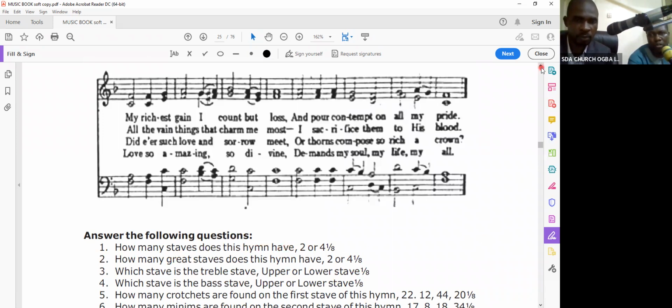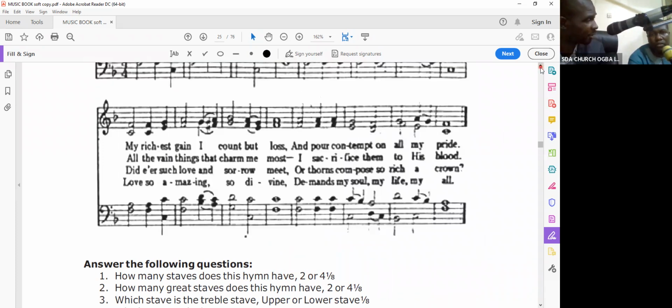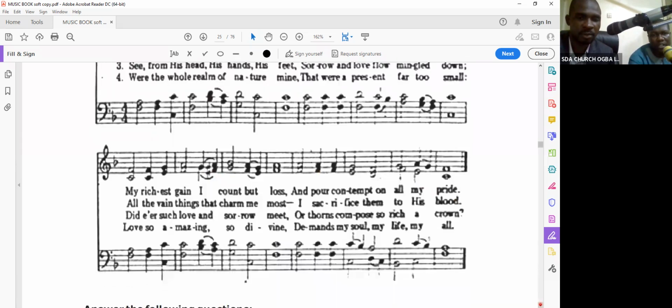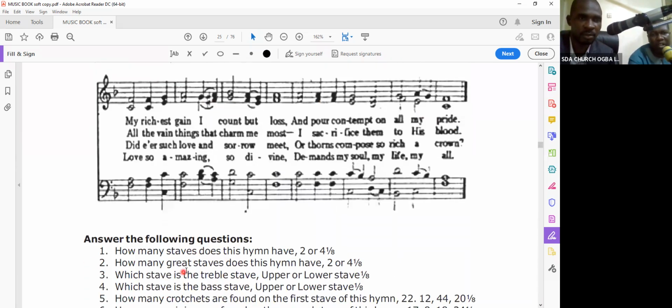2 or 4? It has 4. Right? That's 4 staves. 1, 2, 3, 4. There are actually 4 staves. I hope we know there are 4 staves here. But then the second question is how many gray staves does this hymn have?